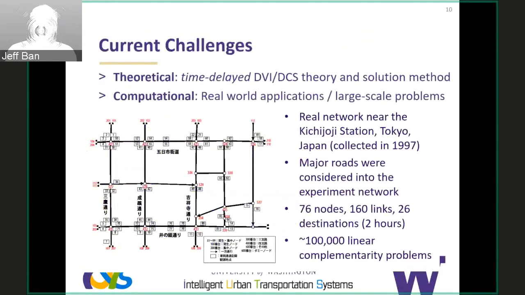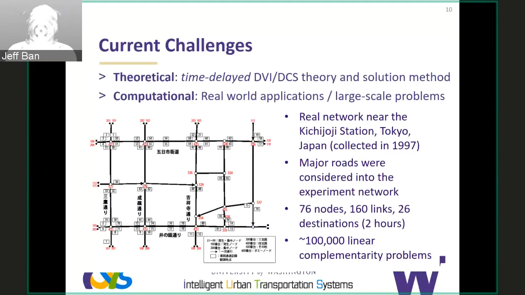But the challenge, as we see, with the classical DOE or DTA is both theoretical and computational, right? In terms of theory, it is the time delay in the DCS. In general, if it's a time-variable delay, it's really hard to analyze and solve. We need more theories, new theories to deal with those problems. But computationally, real-world applications are large scale, right? If it's large scale with the time domain, oftentimes the dimension of the problem can be huge.